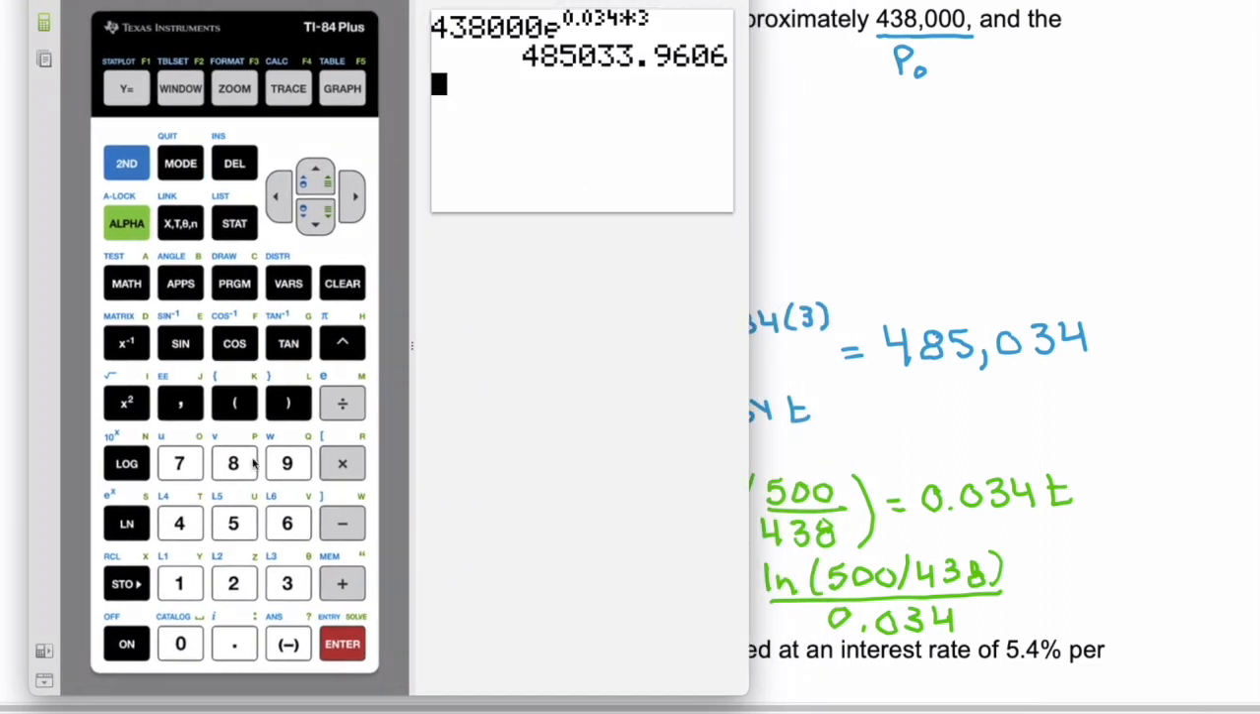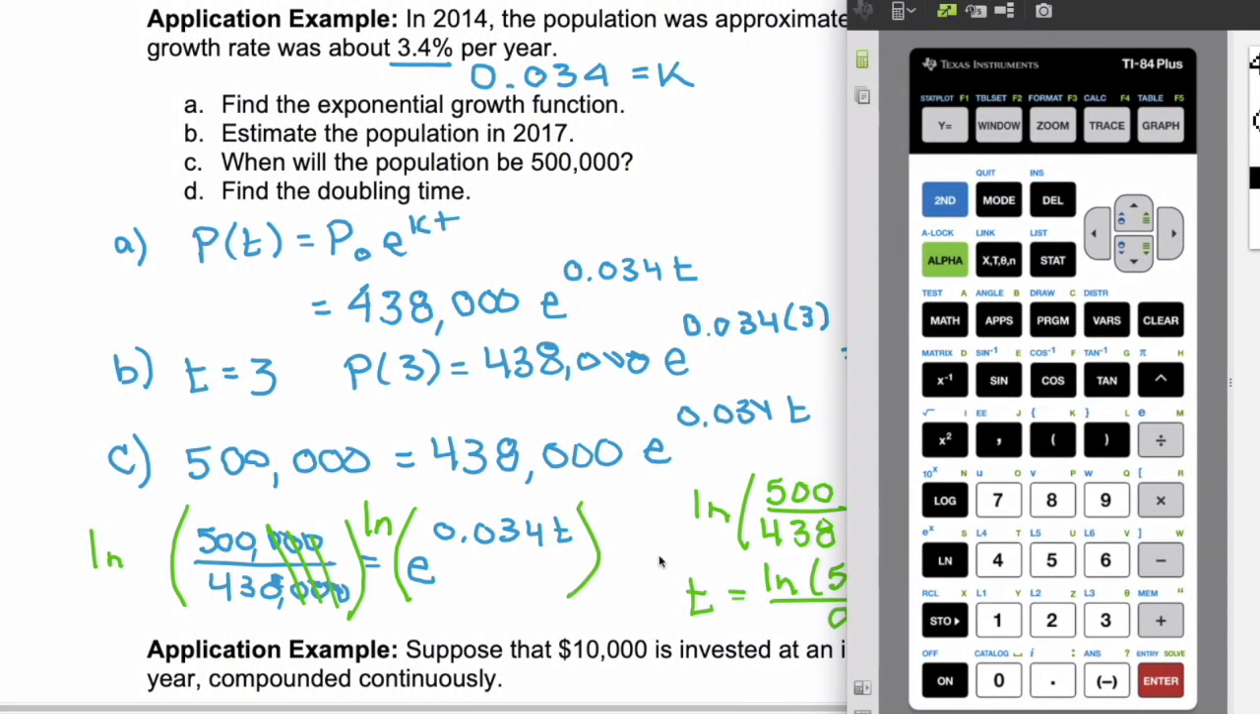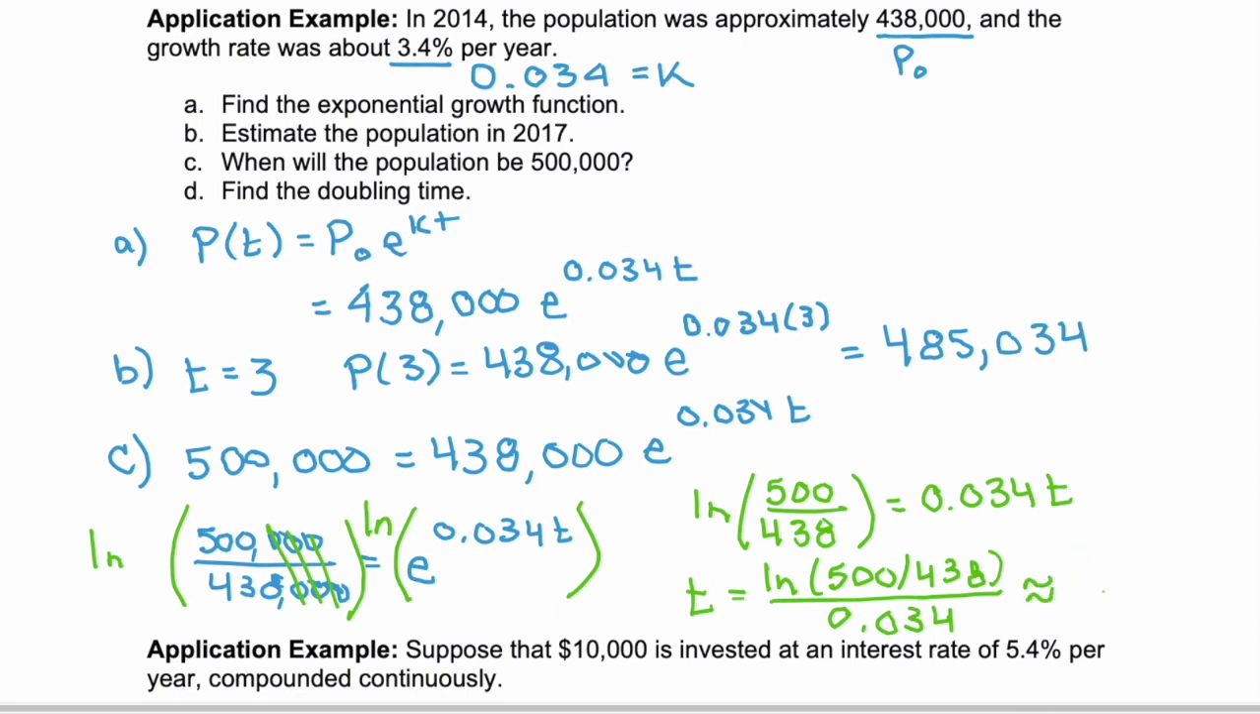So we need to find the natural log of 500 divided by 438. That's our numerator, divided by 0.034. And we get 3.89. Or that's approximately equal to 4 years. So part C tells us that in about 4 years, the population will get to 500,000.